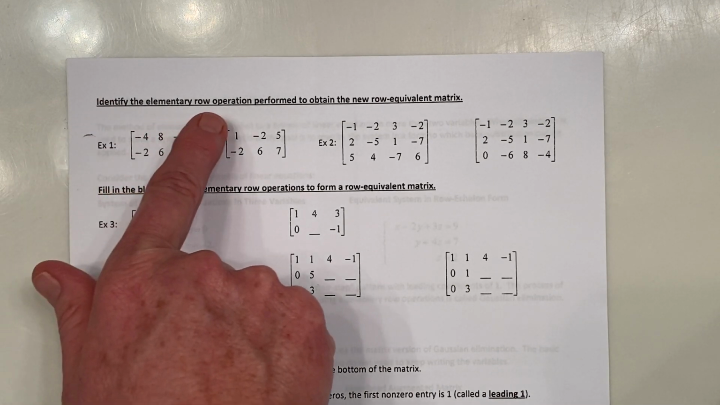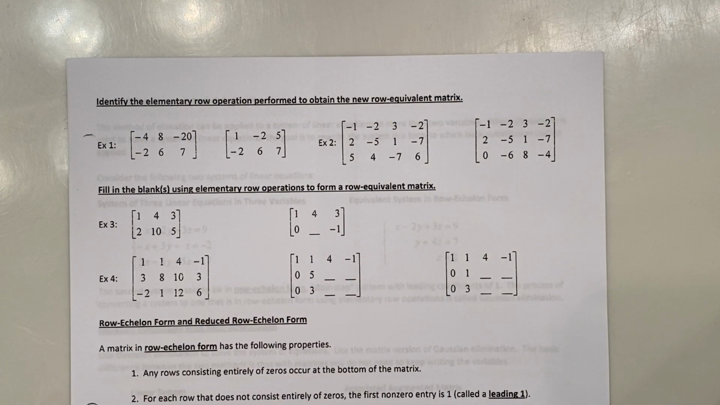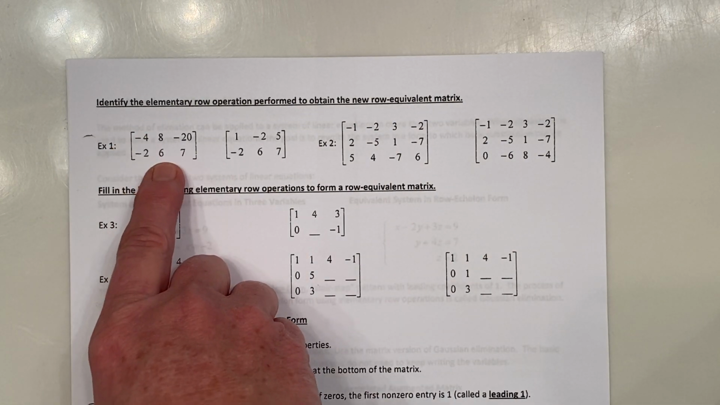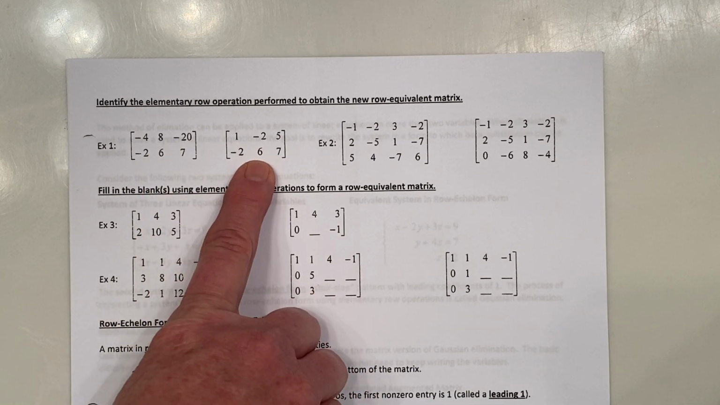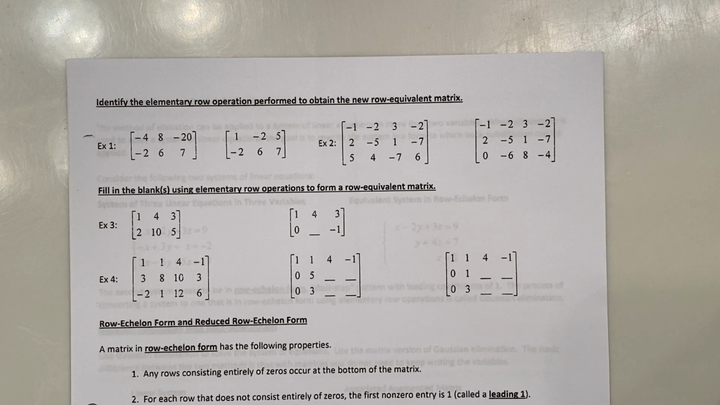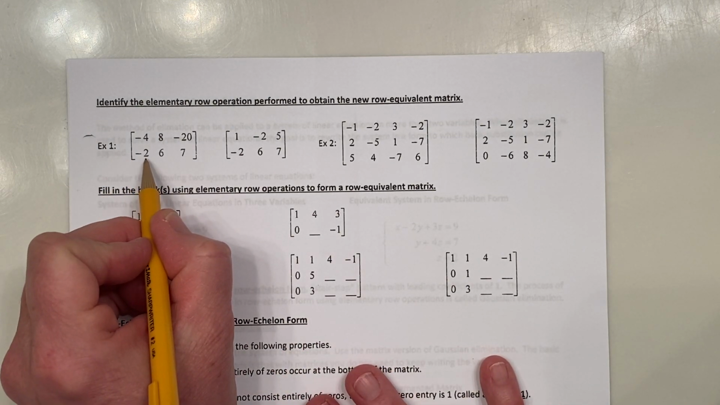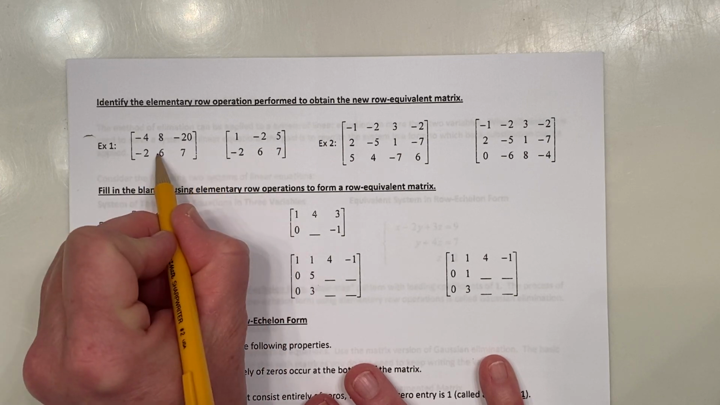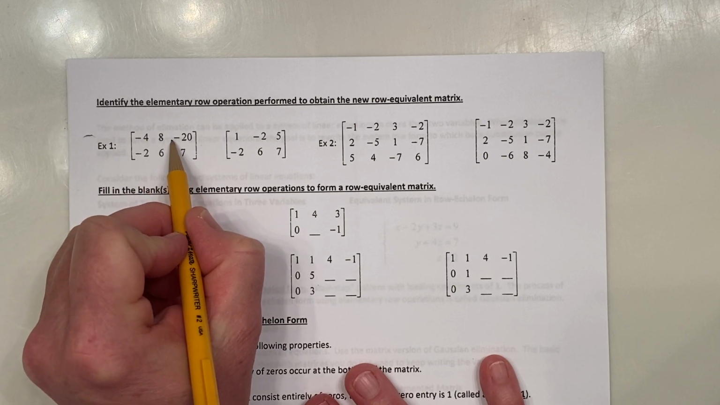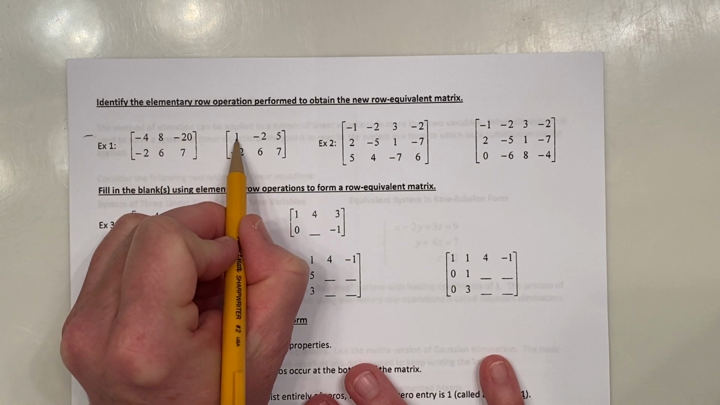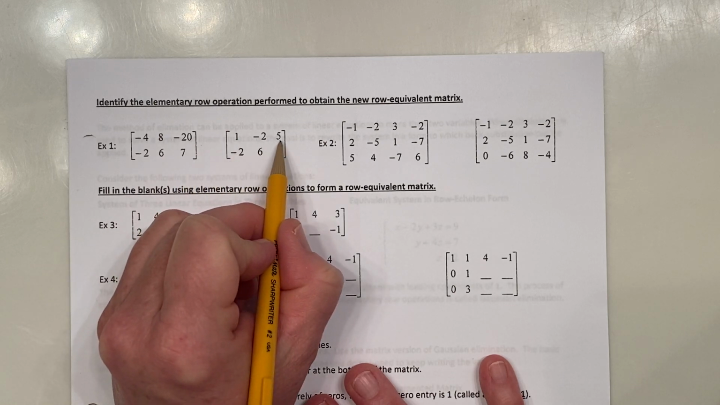Identify the elementary row operation performed to obtain the new row equivalent matrix. So this is the original matrix, and this is the changed matrix. And we have to identify what change took place. Well, notice first what stays the same. Row 2 is the same from here to here. The only thing that changed was row 1. The -4 became a 1, the 8 became a -2, and the -20 became a 5.